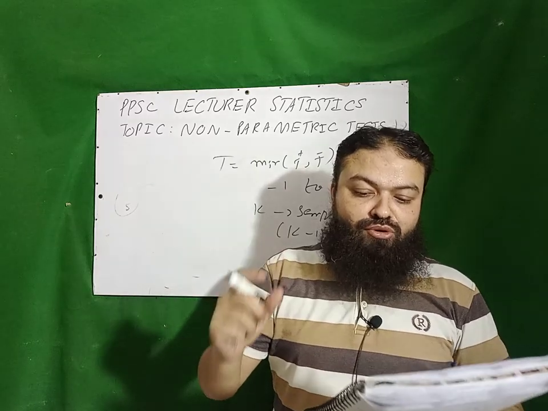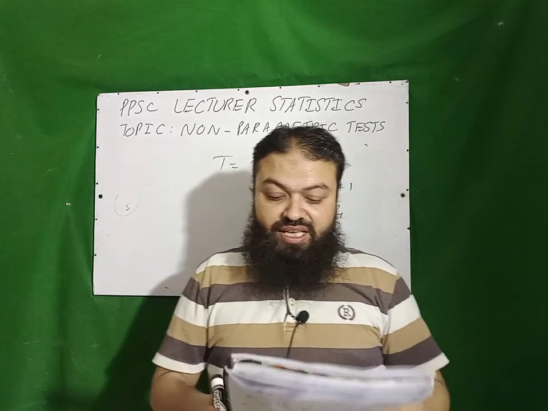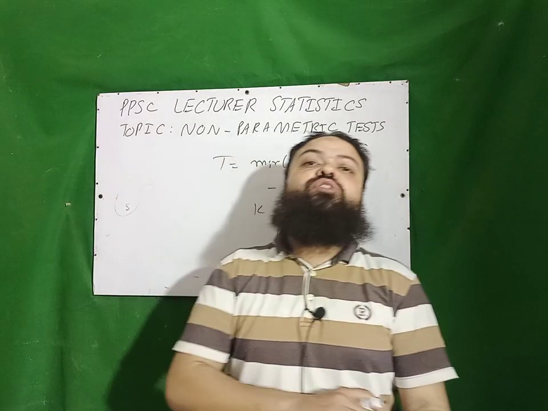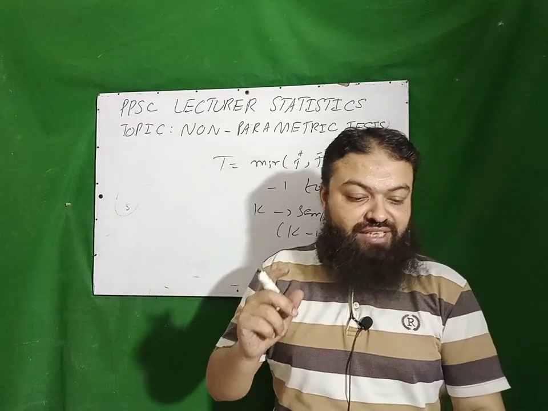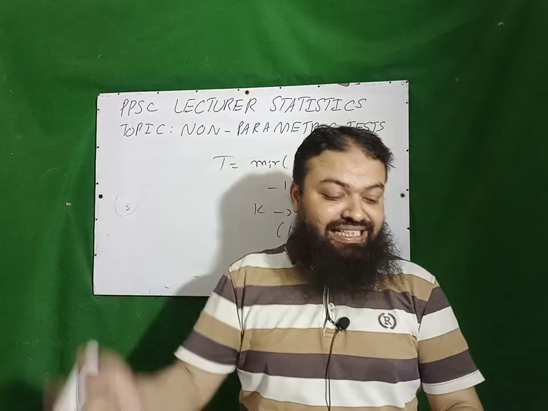Next, Kolmogorov-Smirnov test is used to check normality. Next, the Glivenko-Cantelli theorem is associated with the Kolmogorov-Smirnov test. Now 2 questions are left. Question number 71. Kolmogorov-Smirnov can be two-tailed, left-tailed as well as right-tailed.